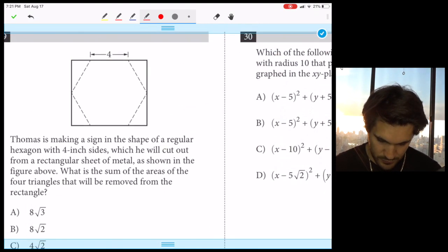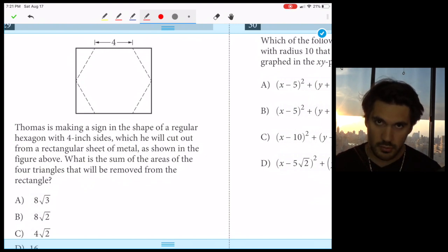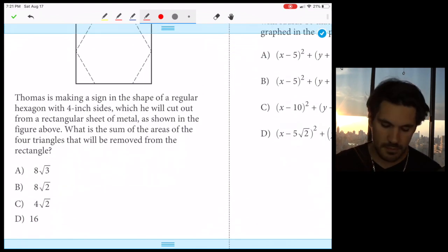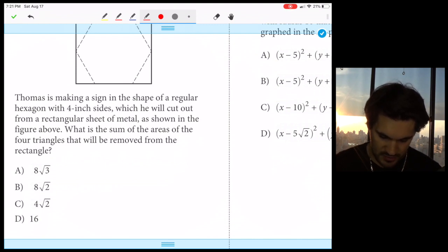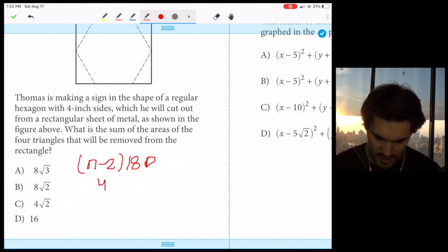The beautiful thing that we know is if each of these is 4, it's a hexagon, right? So we can figure out what the angles in the hexagon are going to be. The way we calculate the sum of the degrees of any shape is we have a formula. It's n minus 2 times 180, which gives us the sum of the angles of any shape. N is the number of sides. So a hexagon has 6 sides. So we can do 6 minus 2, which is 4, times 180, which gives us 720.